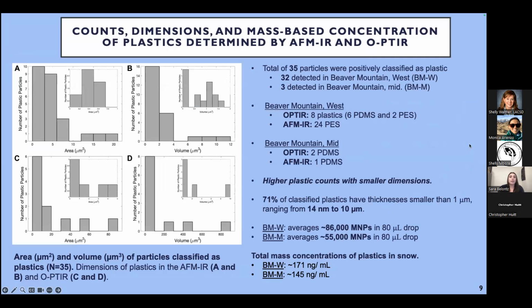When it comes to the counts, dimensions, and mass concentrations of the plastic for both the AFMIR and the OPTIR, in total, we found that there were 35 particles that were positively classified as plastics, 32 of which were detected in the Beaver Mountain West sample, and 3 were detected in the Beaver Mountain Mid sample.